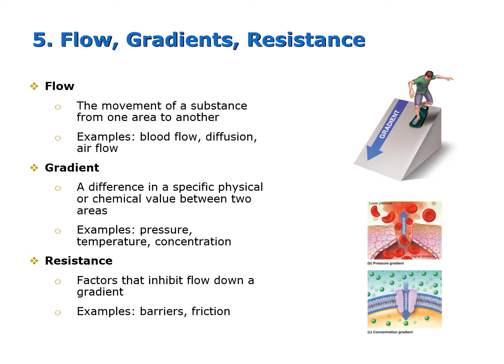We'll try and describe now a few more elements that relate to homeostasis. In order to maintain that balance between the inside and the outside of the cell, we need to understand the terms flows, gradients, and resistance. A gradient is a difference in some very specific physical or chemical values between two areas, and this is called a gradient. You can see in this image this difference of height, let's say, that's a gradient.